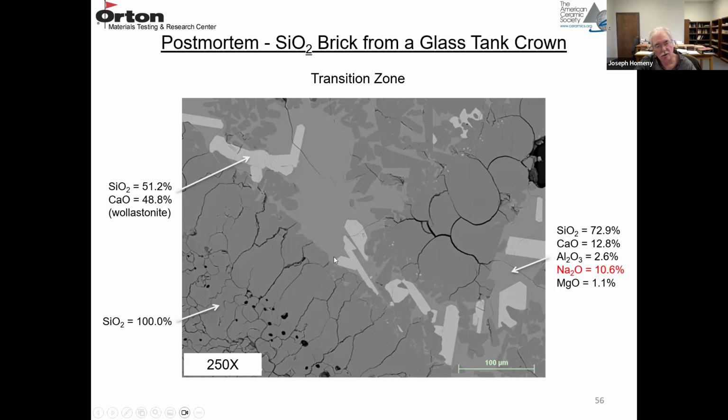You can see these crystals are only partially intact. They've been dissolved into this glass. So the sodium is penetrating through the grain boundary phases and forming this lower melting material. It's basically a soda lime silica glass at this point.